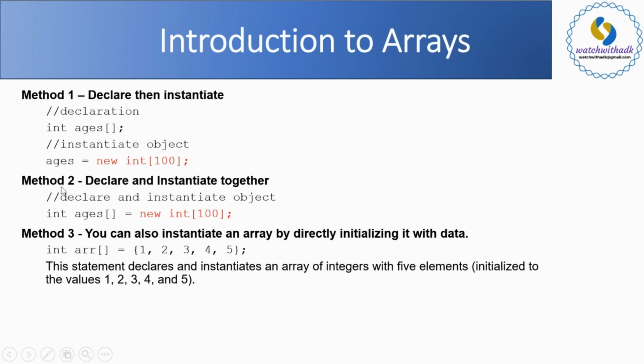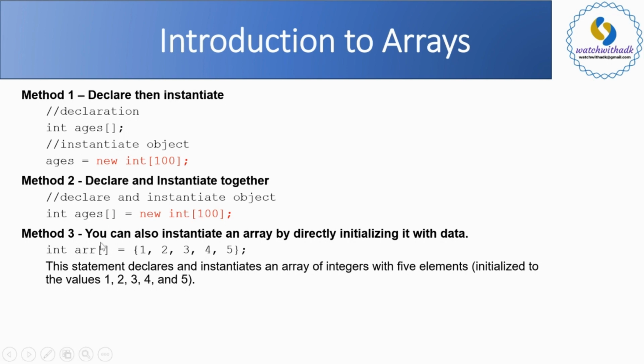Second method is, you can declare and instantiate the object together in the same line. Data type, then the identifier name, then square brackets equal to new keyword, then the data type and the size of the array. This is the most preferred way in Java to declare and instantiate an array together in the same line.